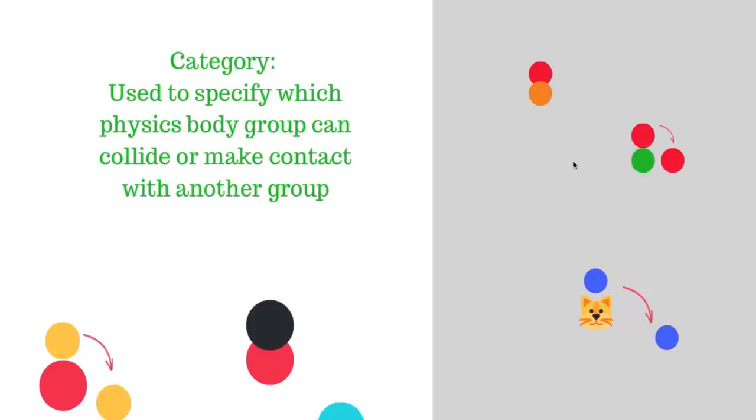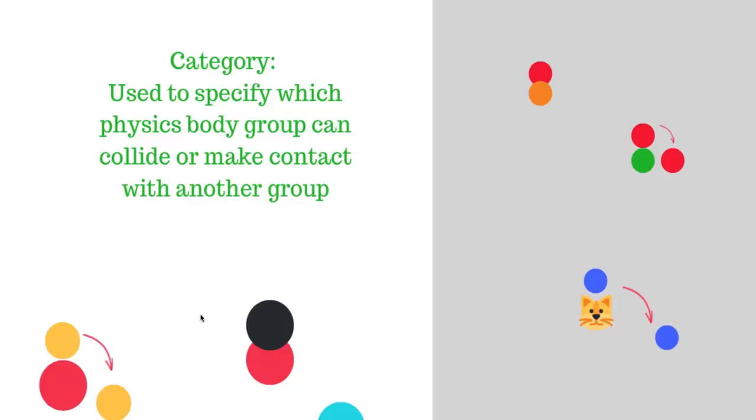Finally, you can see that I have multiple balls here, which are colored differently. I have orange, red, blue, light blue, dark blue, and even green balls. So the categories can be used to specify which physics body group can collide with another group. This is kind of complex. So right now, our app is very simple. Our game is very simple. We have only two bodies. We have ball and we have cat.